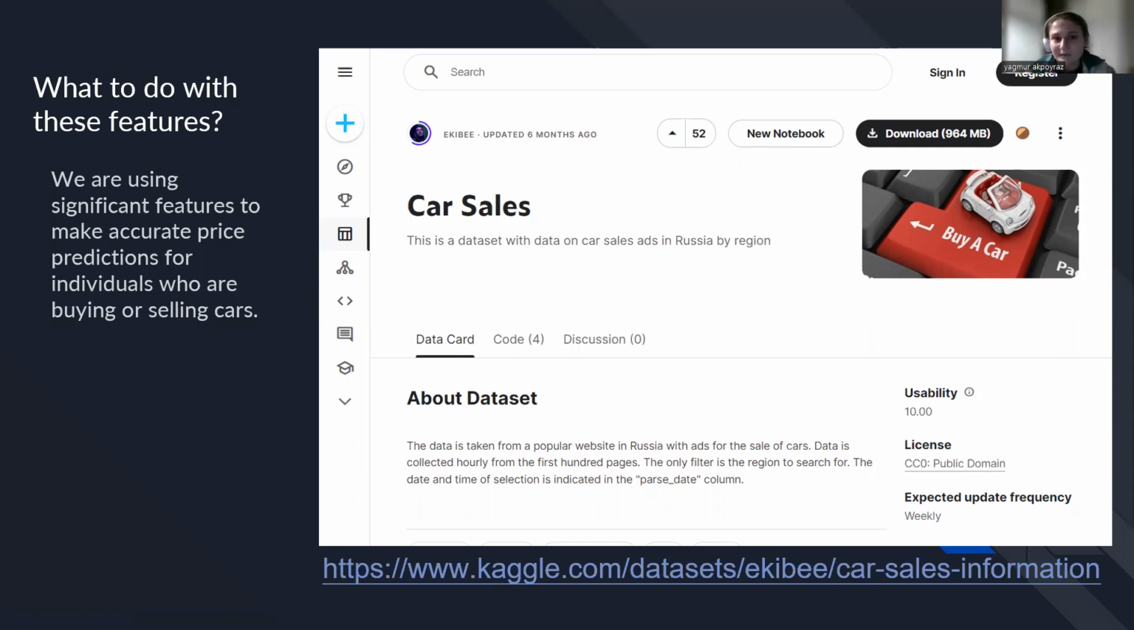And we will mention our data set again. It's our car sales data set. We would like to use significant features to make accurate price predictions for individuals who are buying or selling cars. Next, please.